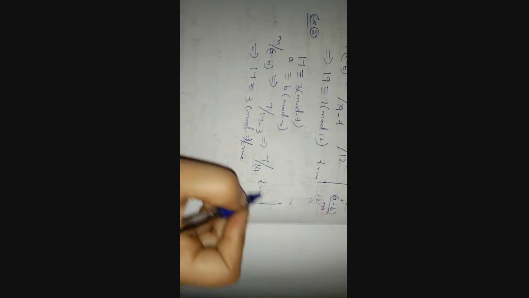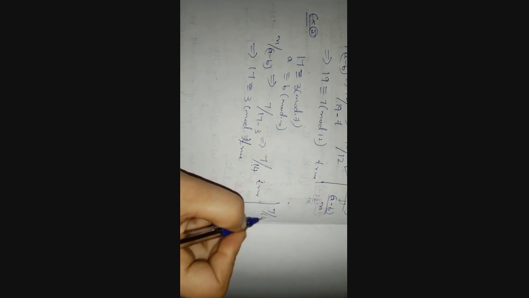How is 7 divides 14 true? I can write 14 divided by 7, as I explained in the concept of divisibility. 7 ones are 7, 7 twos are 14, so it gives an integer and it is possible to divide. So this is true.